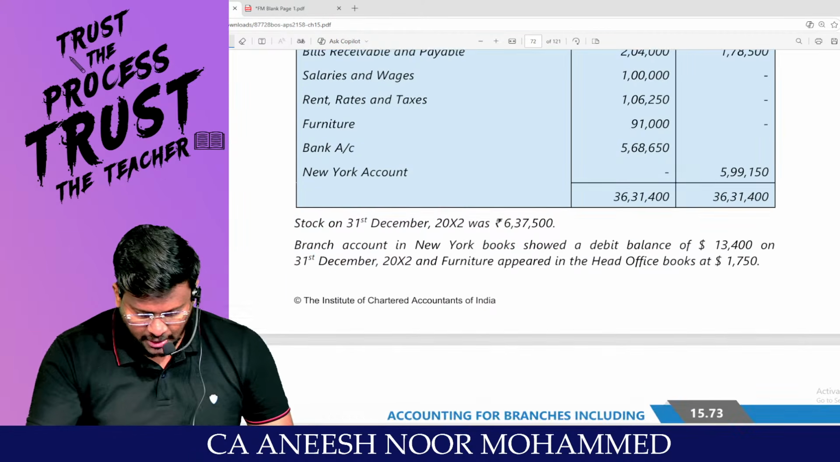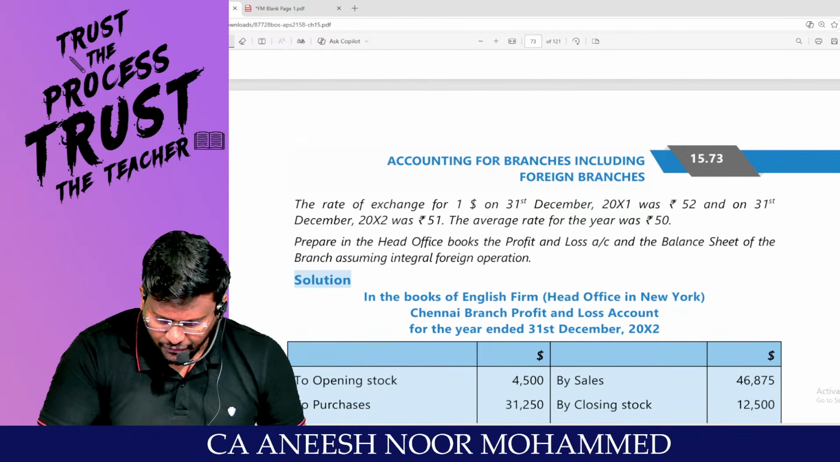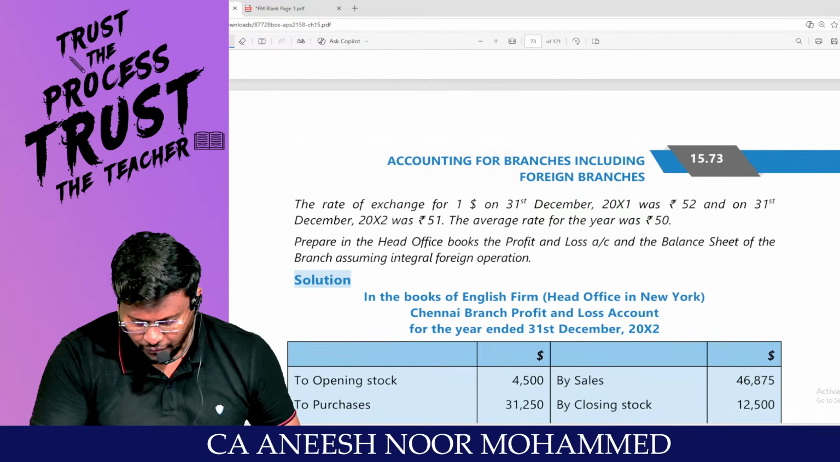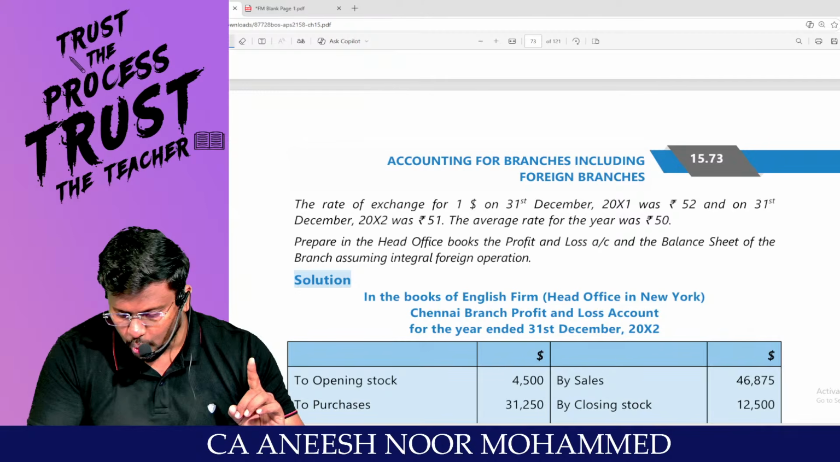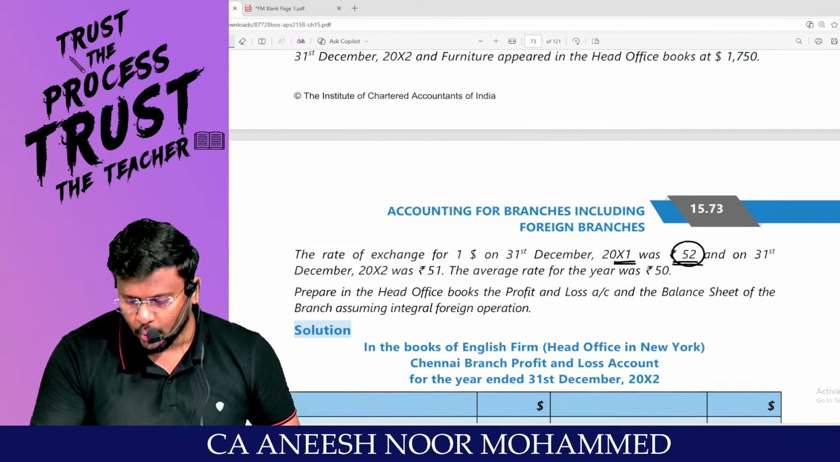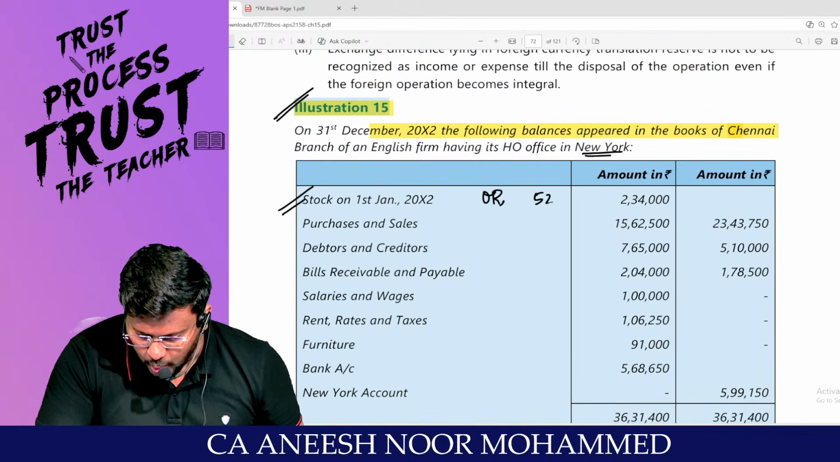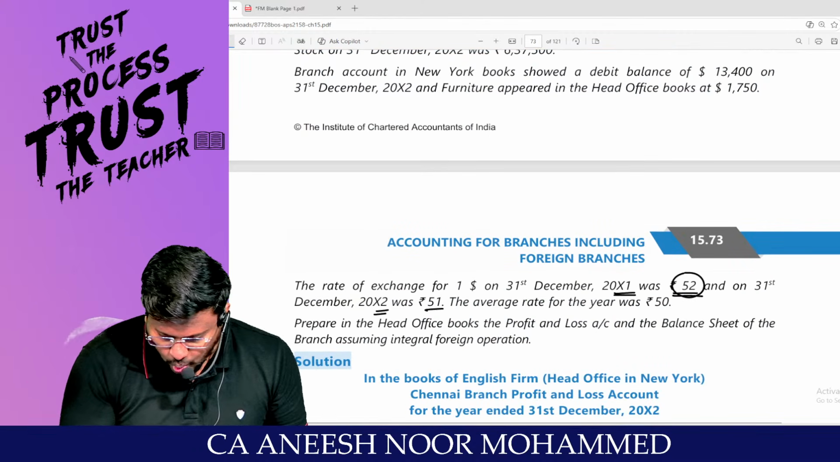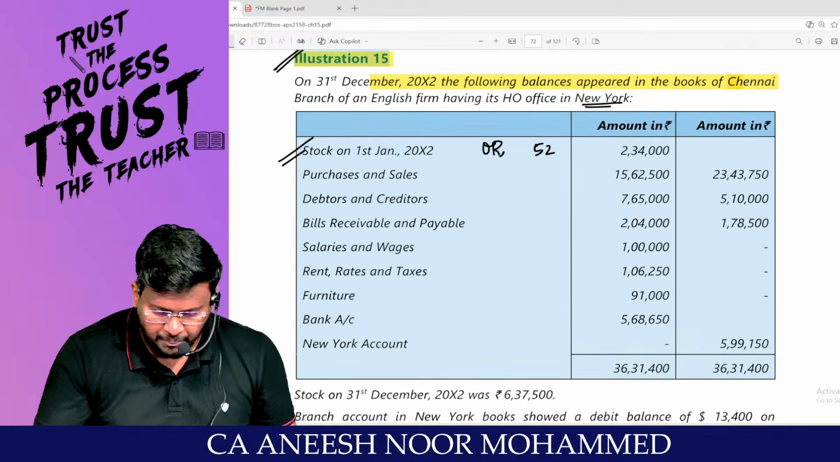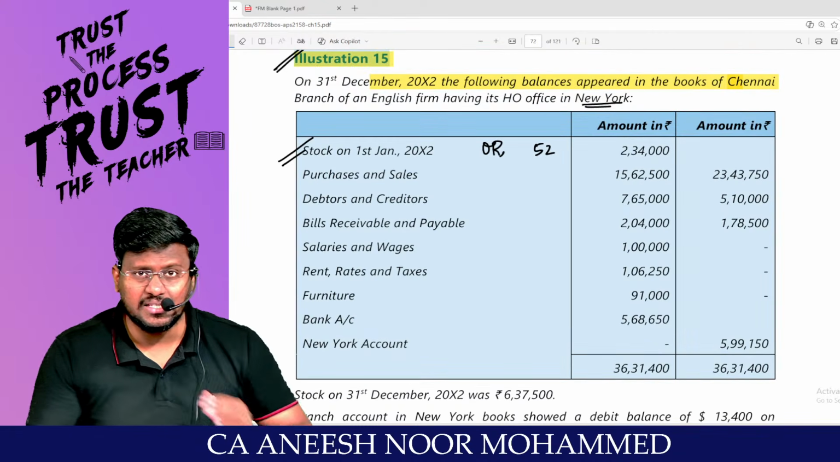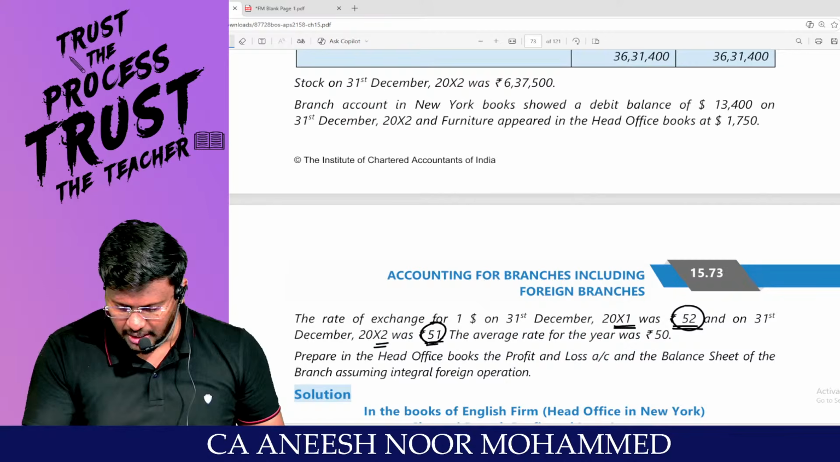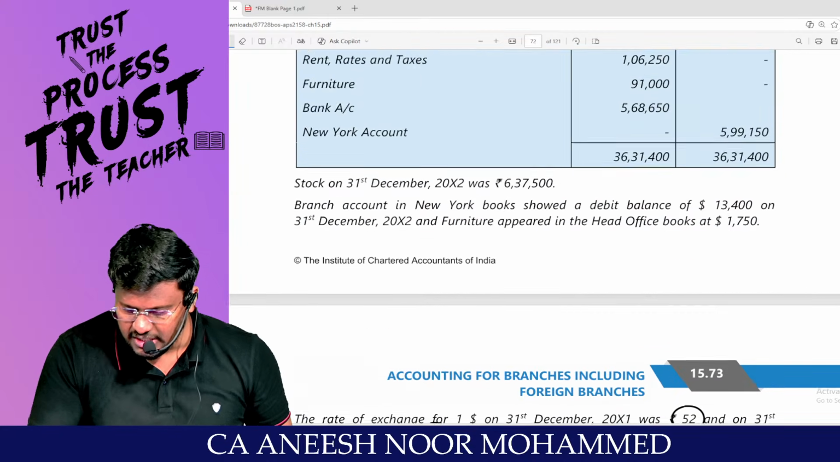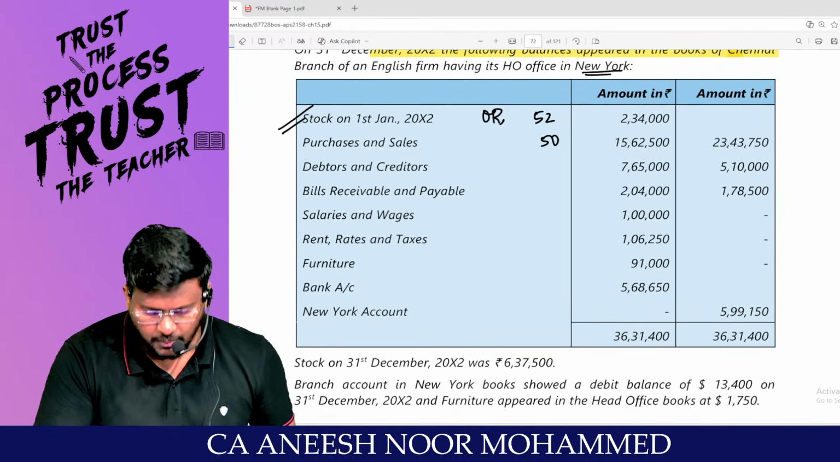Below they have given the rate of exchange as on first for $1 as on 31/3/20X1 was 52. That means opening exchange rate was 52. And 31st December 2022 closing rate was 51. Purchases and sales, we have to take the average rate because it's a P&L account item. So the average rate is 50. So for this, the conversion rate is 50.